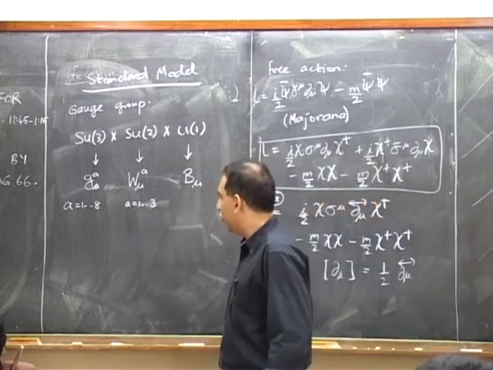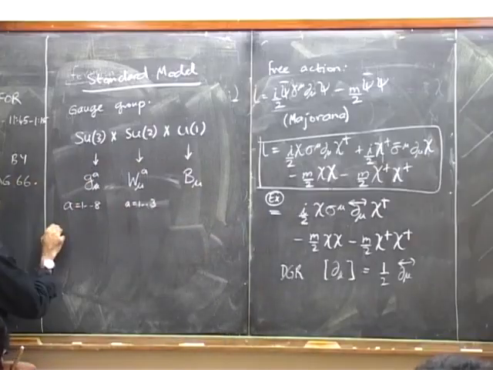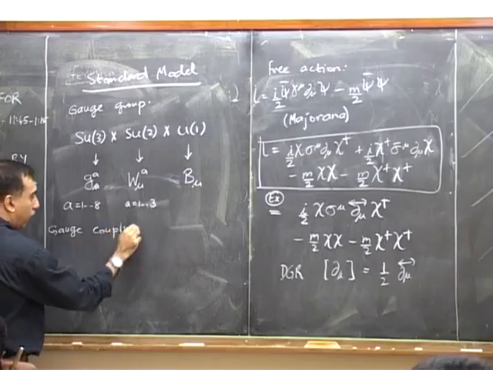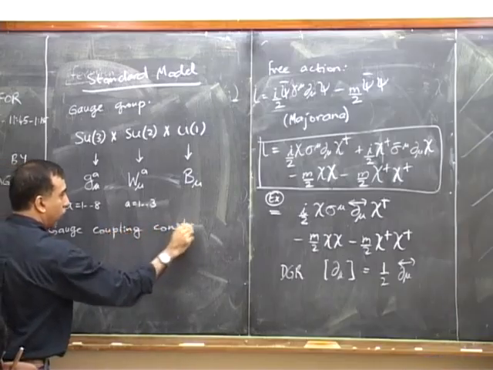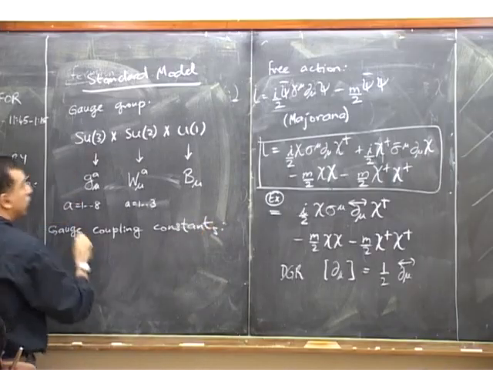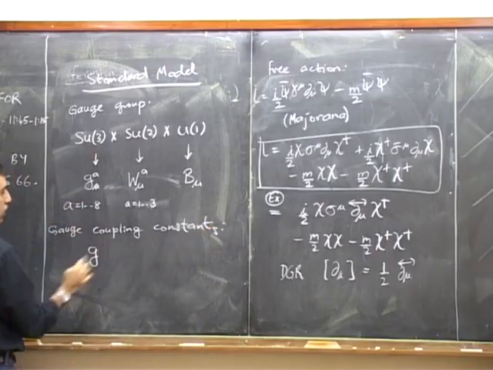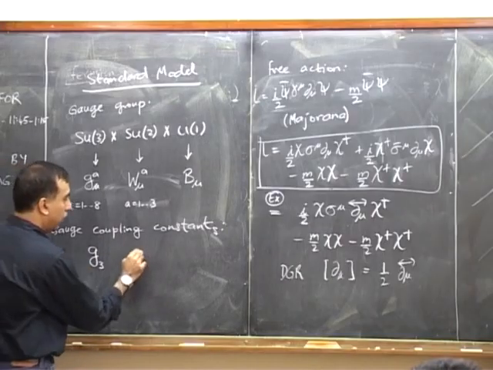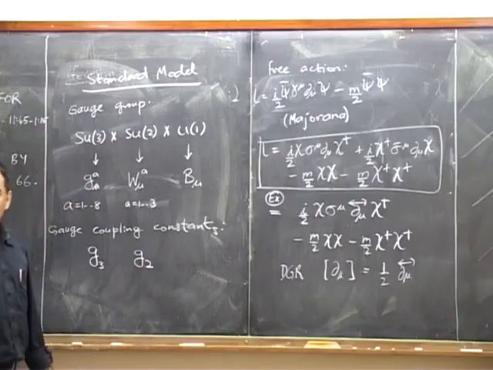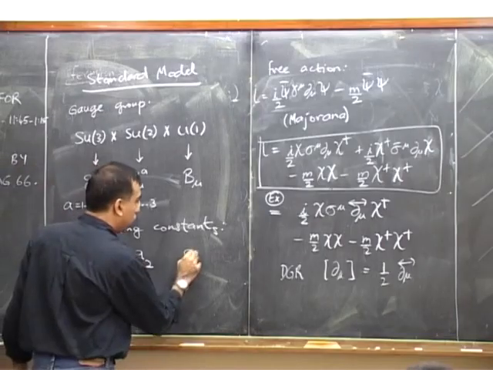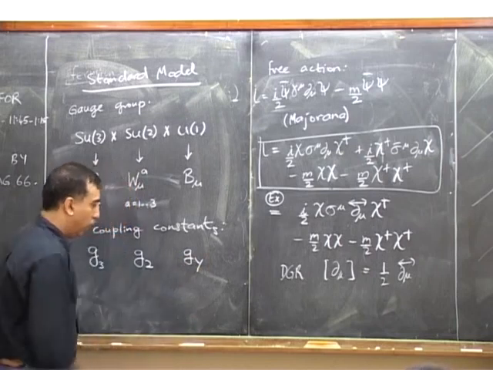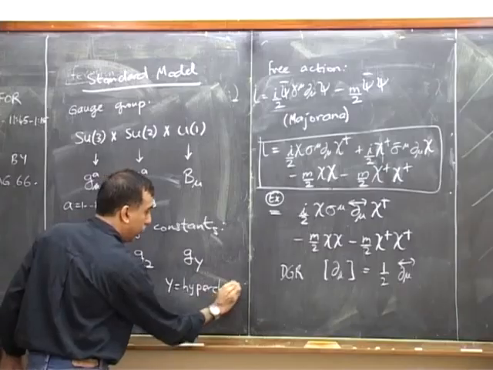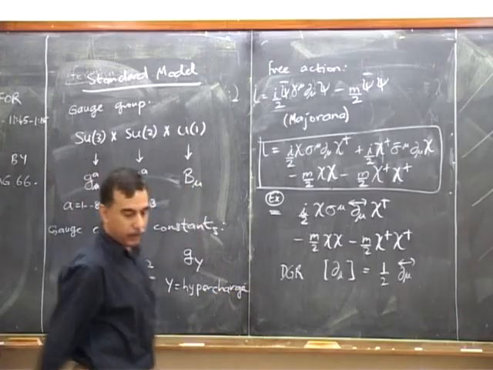However, because these are gauge groups, we need to give names to the gauge coupling constants. And I'll write them in the same column here. The coupling constant of SU(3) will be called g_3, 3 for SU(3). The coupling constant of SU(2) will be called g_2 for SU(2). And the coupling constant of U(1) will be called g_Y, where Y is called hypercharge, and that's actually the name given to this U(1).